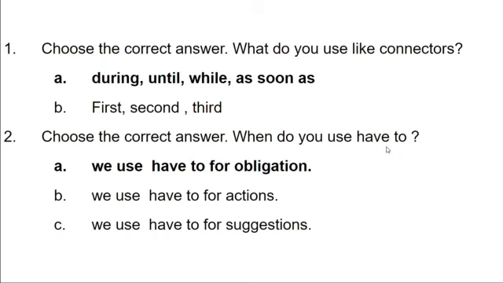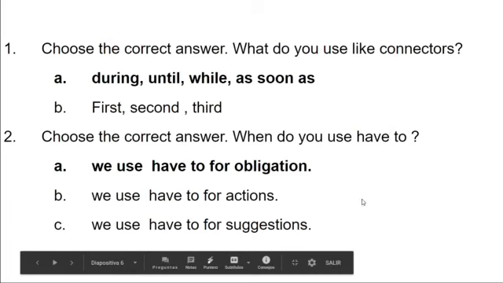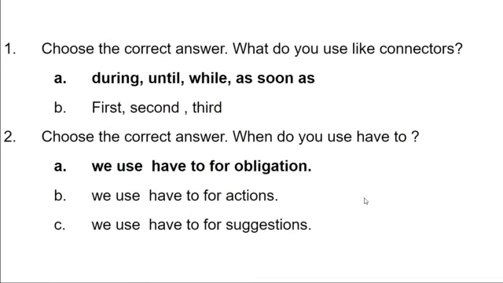Very good. Number 2. Choose the correct answer. When do you use have to? We use have to for obligations. We use have to for actions. We use have to for suggestions. According to this class, we use have to for obligation. Nosotros utilizamos have to or has to para obligaciones, algo que tenemos que hacer. The correct answer is letter A. La respuesta correcta es la letra A.